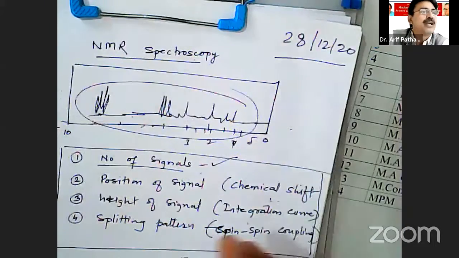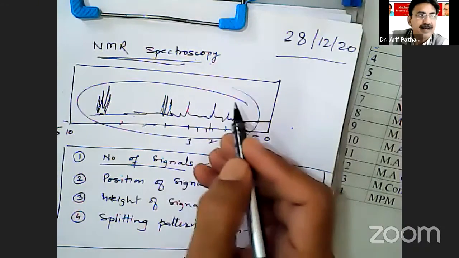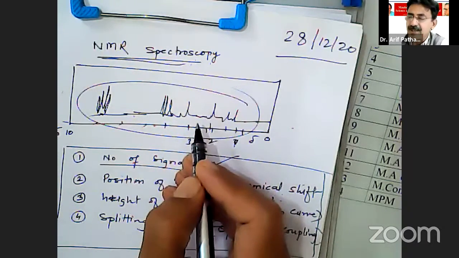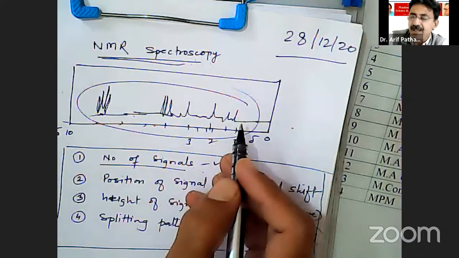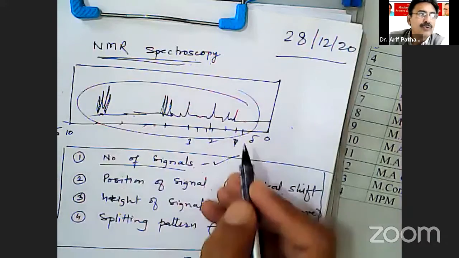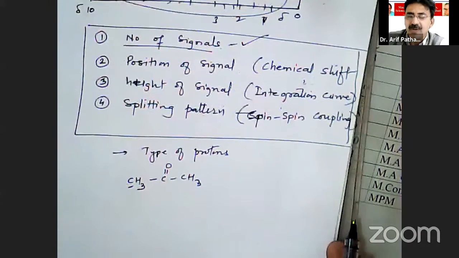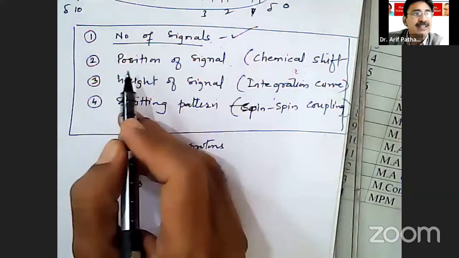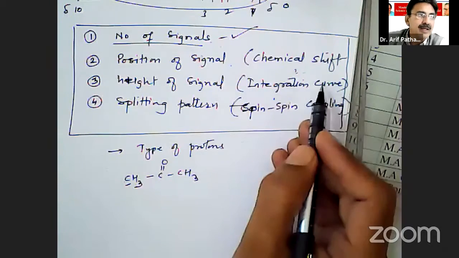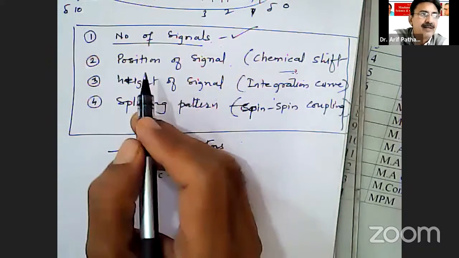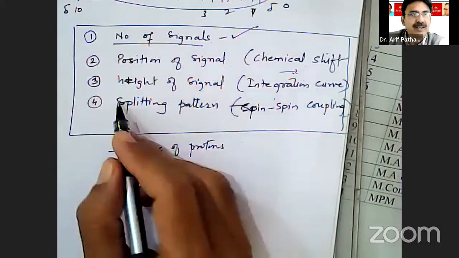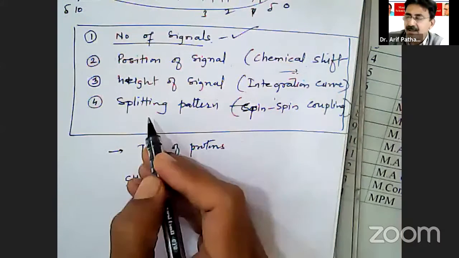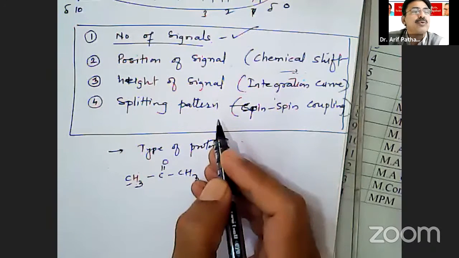We are dealing with NMR spectroscopy, and we will get a spectra from the instrument. That spectra is to be interpreted, and for interpreting this spectra, we have to look at four factors. First is number of signals, how many signals are present in it. Second one is position of signal, that is called chemical shift. Then height of the signal, that is called integration curve. So that will give the number of identical protons. Splitting pattern is due to the spin coupling.